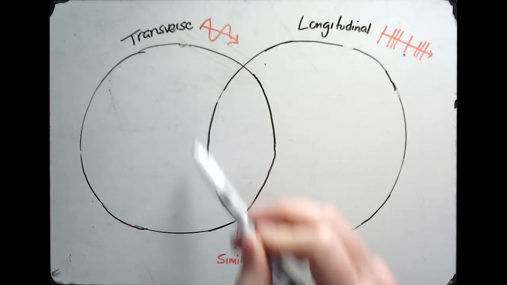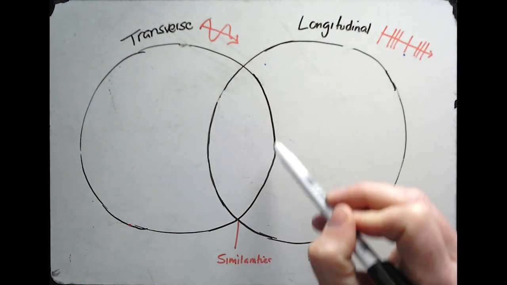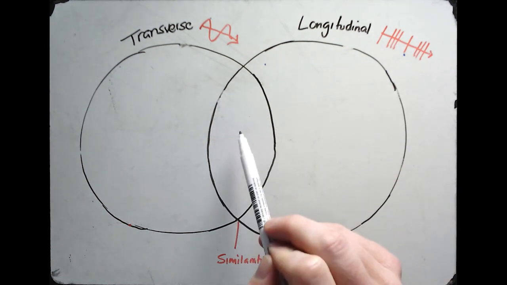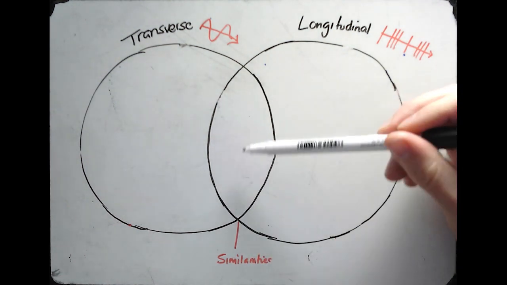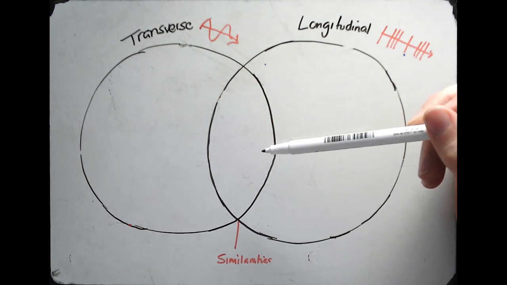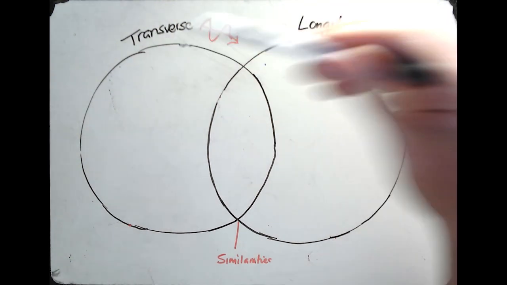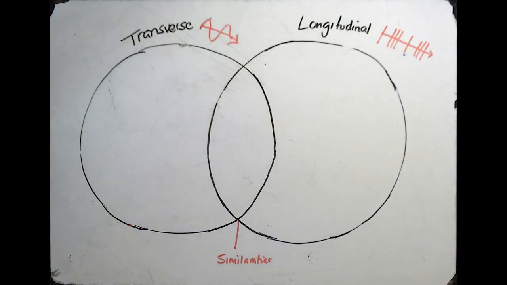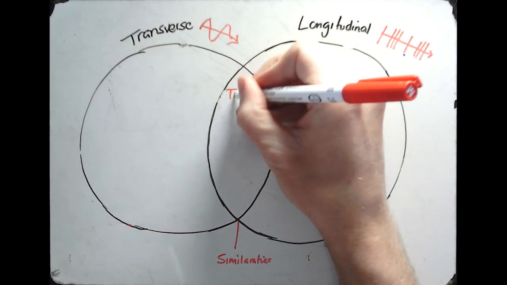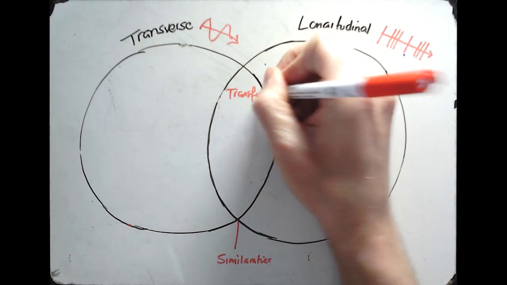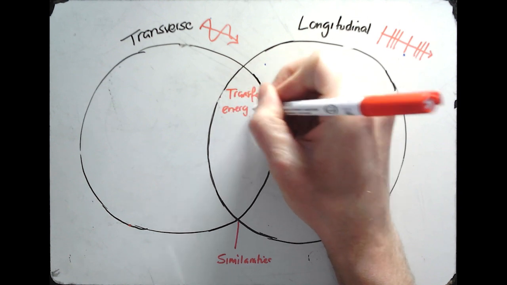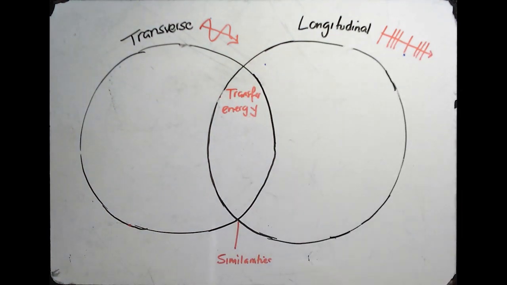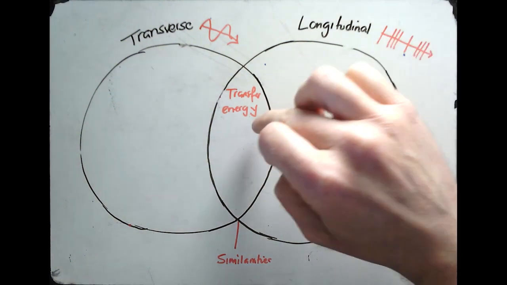So this middle section on the graphic organizer, on the Venn diagram, is properties that are the same for both transverse and longitudinal waves. So something that they both do. Well, one thing that they both do is that they both transfer energy. So let's write that in here. So they both transfer energy.